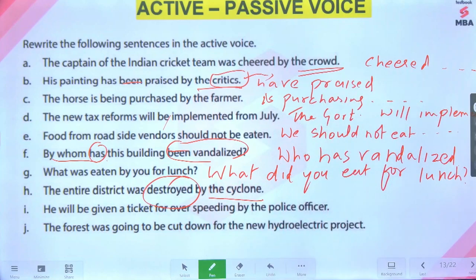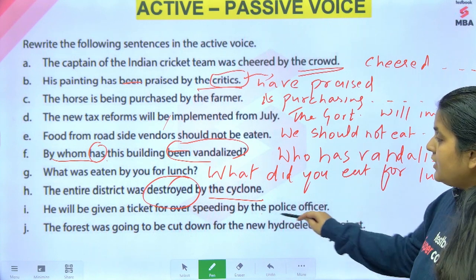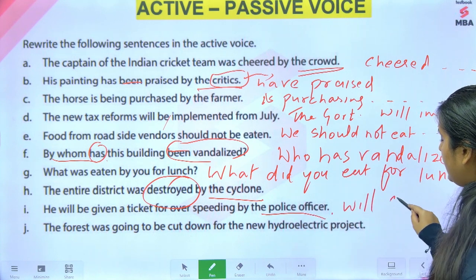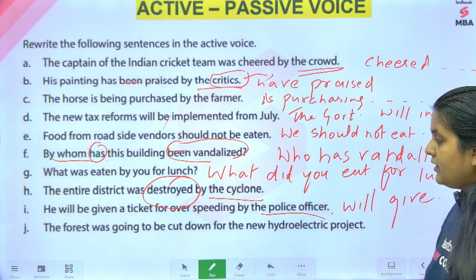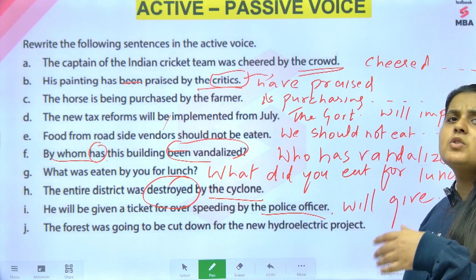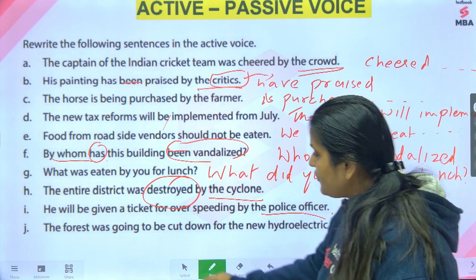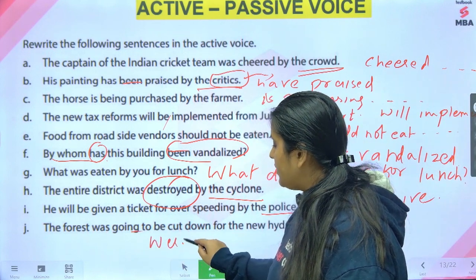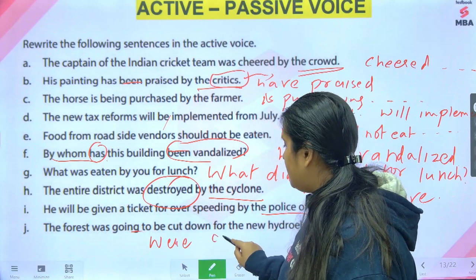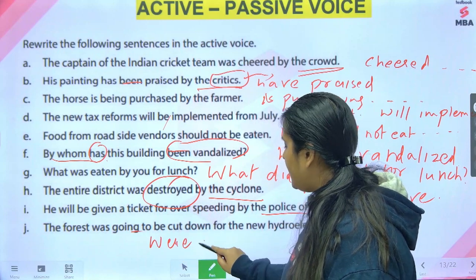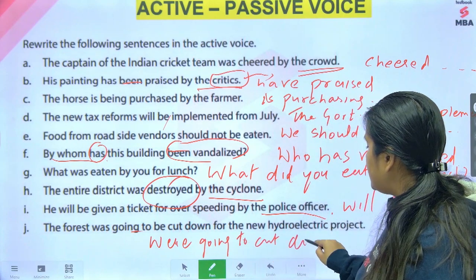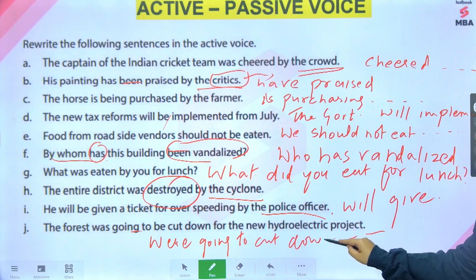He will be given a ticket for overspeeding by the police officer. The police officer will give him a ticket. Will give him a ticket. Just the be form has to be removed. The forest was going to be cut down for the new hydroelectric project. The department or they, because it is ING, so they were cutting down, okay, you can put going to cut down, they were going to cut down the forest for the new hydroelectric project. Okay, simple.